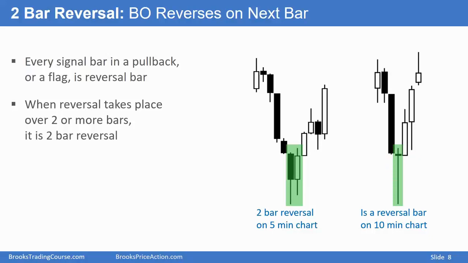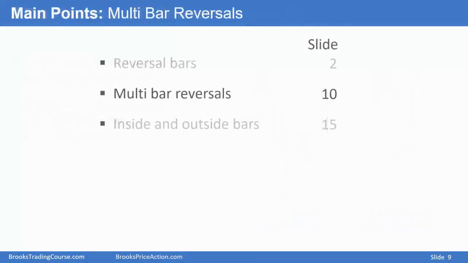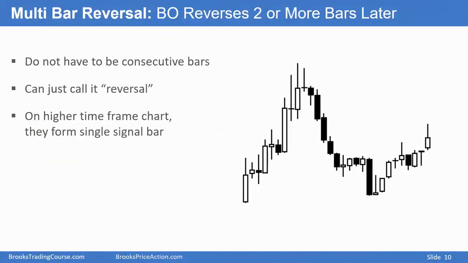However, you should think of it as a 2-bar reversal and as a reversal bar on some higher time frame chart. It's a good buy above the high of that bar right there, assuming the context to the left, which we do not see, supports buying. Reversals can take place over the course of more than just 2 bars. And the bars do not have to be consecutive. Just think of it as a reversal.